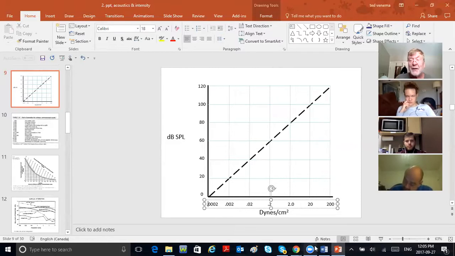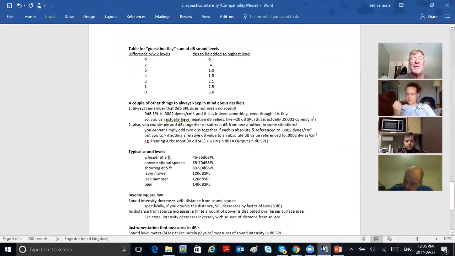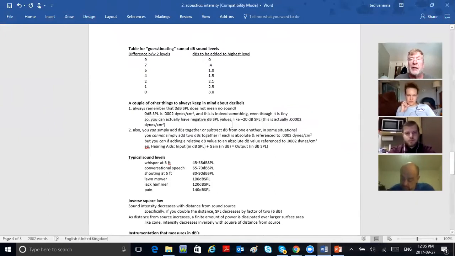All right. Back to your notes. And that's what it says here too. So you can actually have negative decibel SPL values. I'm going to add SPL always here. Like minus 20.